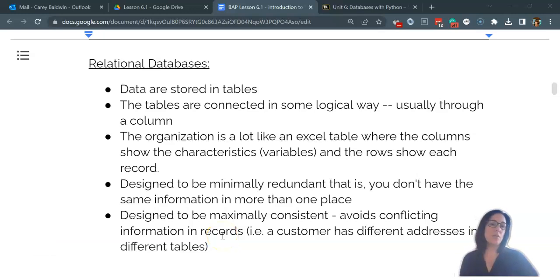Hi, so let's get into some more details about databases. We have relational databases and NoSQL databases. Let's see some of the characteristics of each.